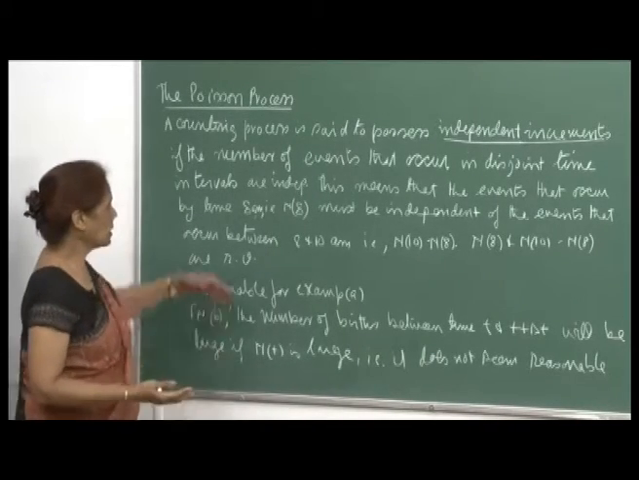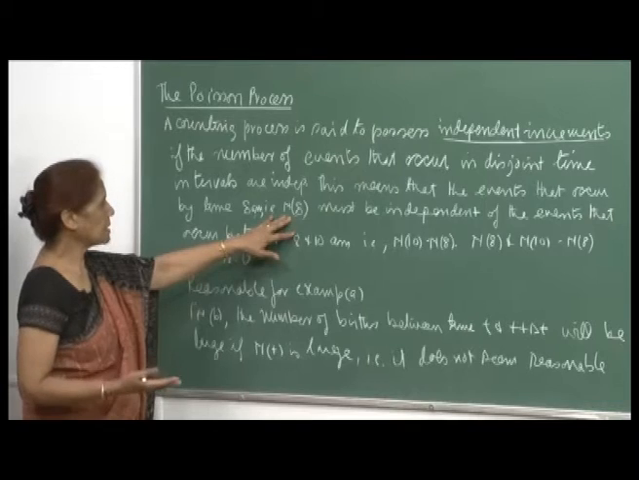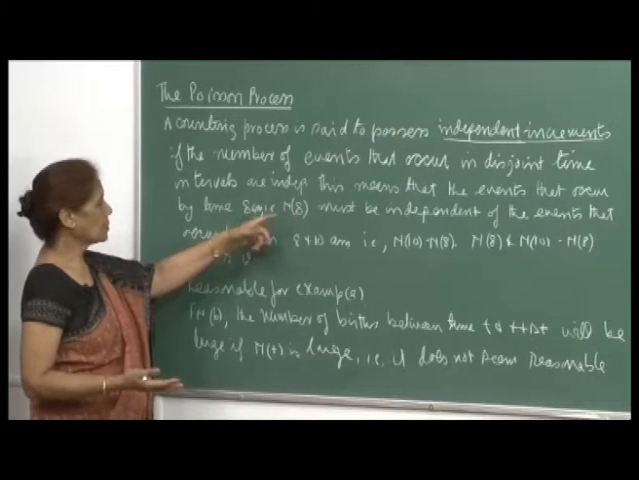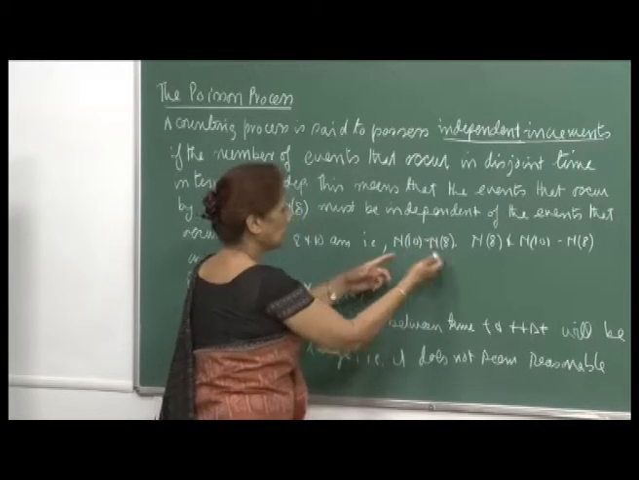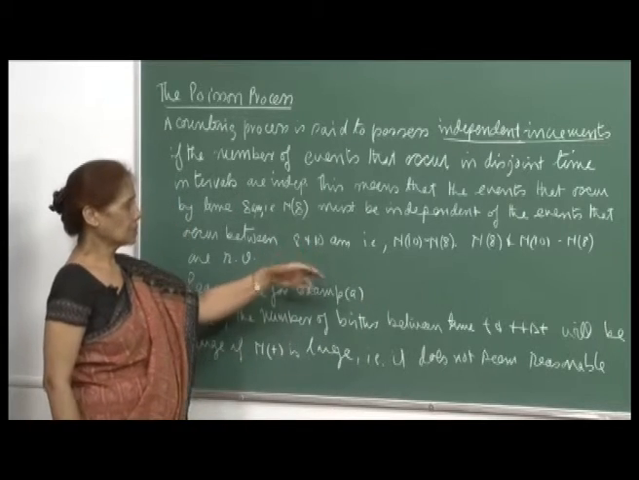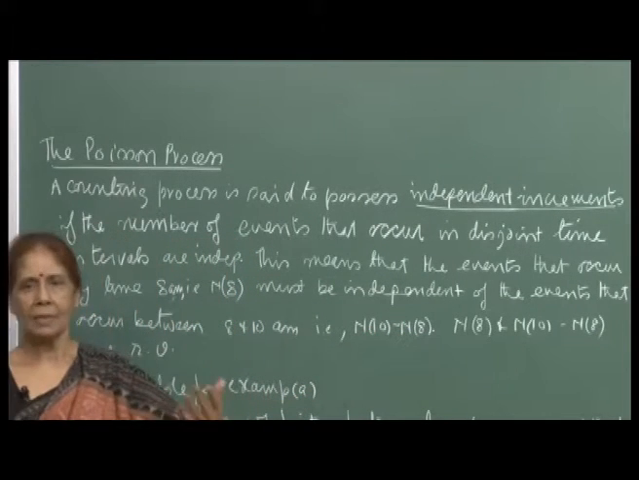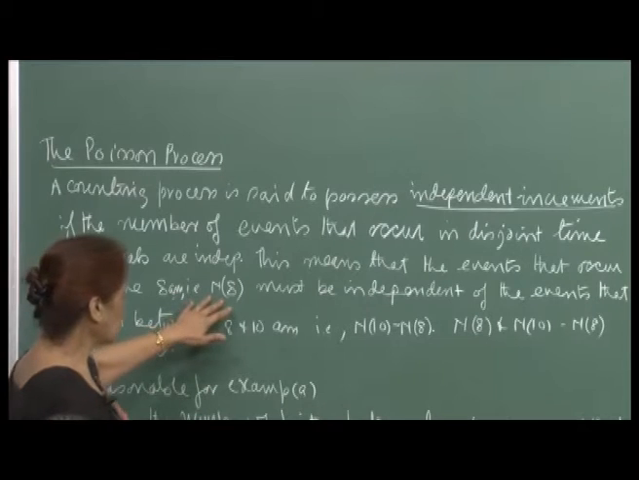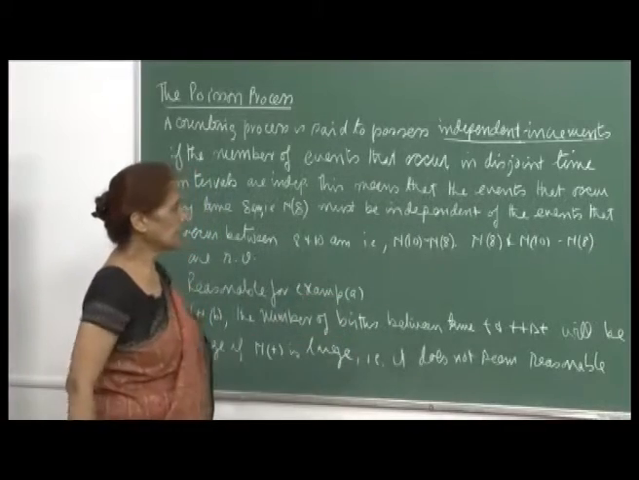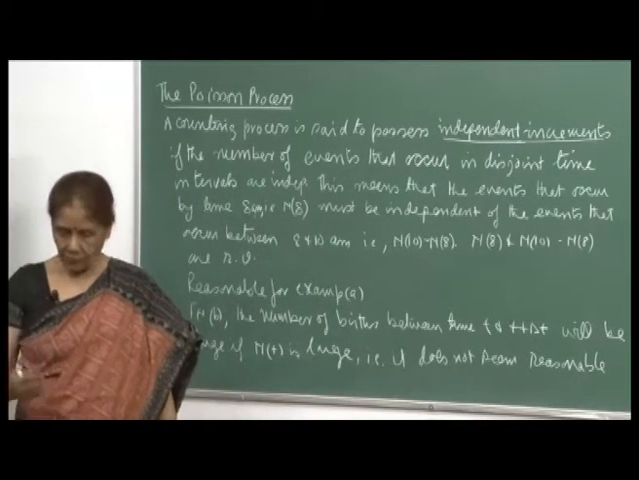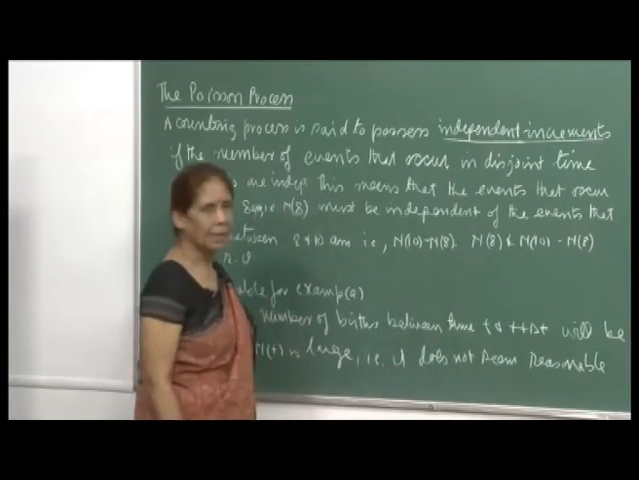Say for example, if you are counting the time up to 8 a.m., then N8 would be the number of events that have occurred up to time 8, and that N8 will be independent of the number of events that have occurred between 8 and 10 a.m., that means N10 minus N8. Both these are random variables. The intervals, 0 to 8 and 8 to 10, are disjoint, and therefore we want the corresponding random variables to be independent.